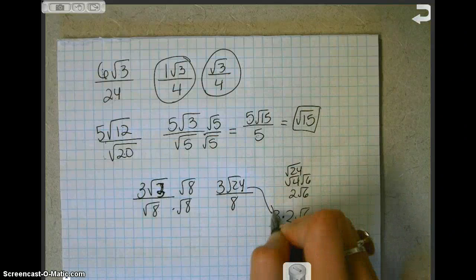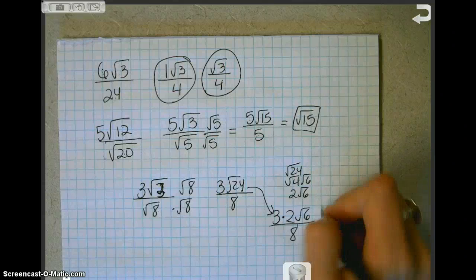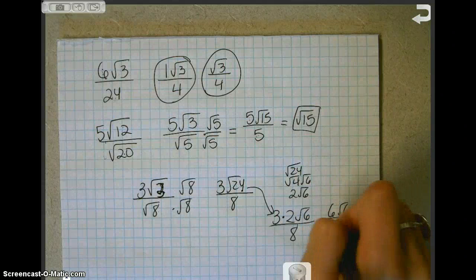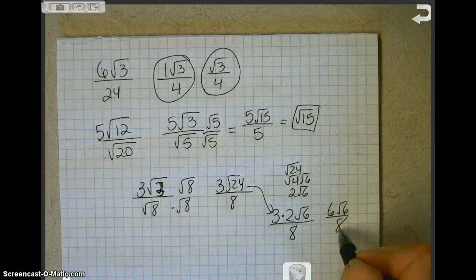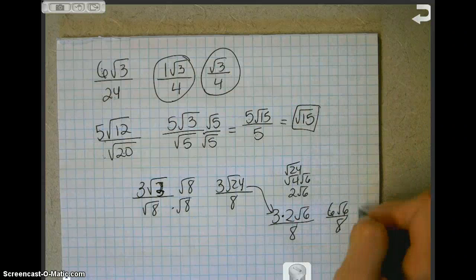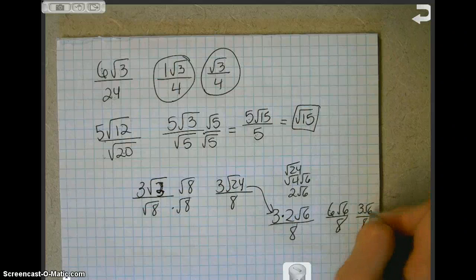Again, we brought this down. And that would give us 6 square root of 6 over 8. Now, finishing this off, look for the number factors that were reduced, divide them both by 2, and you get 3 square root of 6 over 4, and that will be our answer.